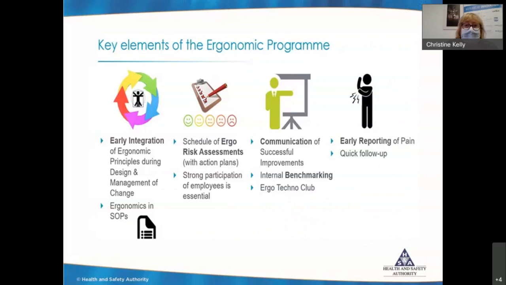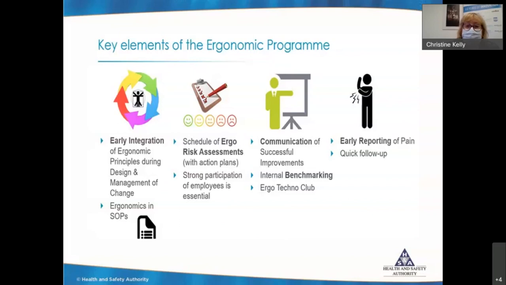The key elements of the ergonomic program are early intervention, especially at design stage. When we get new equipment on site and do a machinery acceptance, ergonomics is a key part of the machinery acceptance. During management of change, we have protocols for making sure ergonomics is considered. And then we have to drive continuous improvement.